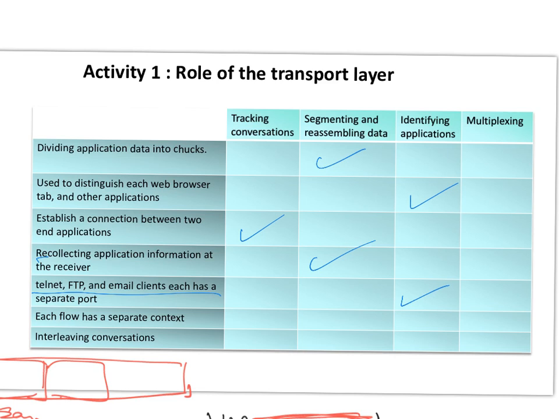This one is even trickier. Each flow has separate context. Okay, so when I say the word flow, it means a stream of packets or segments which represent a certain conversation between two endpoints or between two end hosts. Flow means a stream of boxes, and boxes could be segments or packets. Understand? One flow, each flow has separate context.